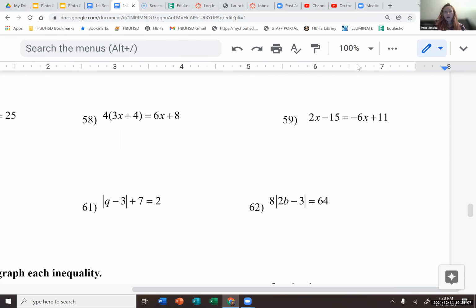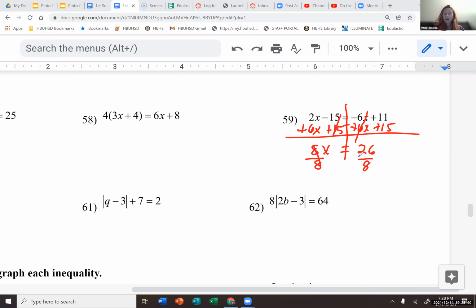So 59, we've got an equation with variables on both sides again. So I want to make those positive. I just prefer that. Since I moved the x's to the left-hand side, I'm going to add 15 to move all the numbers to the other side. That's going to give me 8x is equal to 26. Dividing by 8, I get another fraction answer, dividing both of these by 2, 13/4.